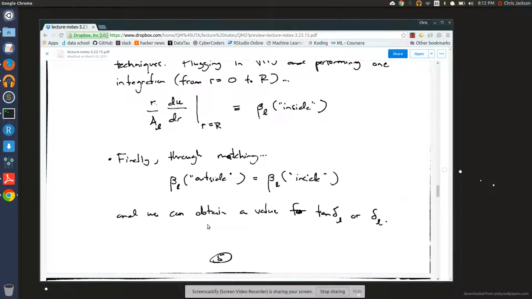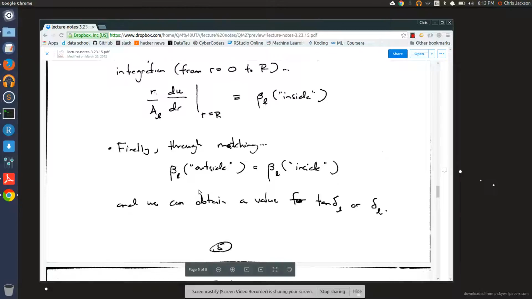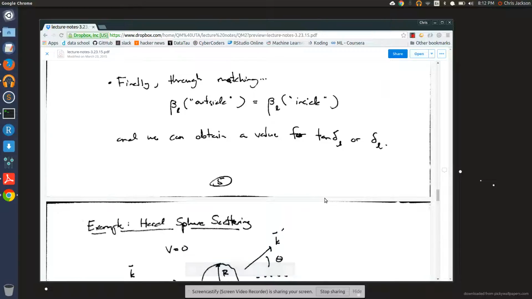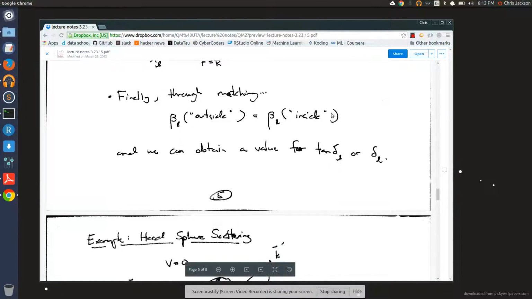And in that way, we can, because remember, this guy in the outside is the thing that depends on delta L, right? So if we can derive some number for this, then we can use the expression that we had for this guy and just, for a given value of L, we can solve for the phase shift. Okay, so that's the general idea, right?